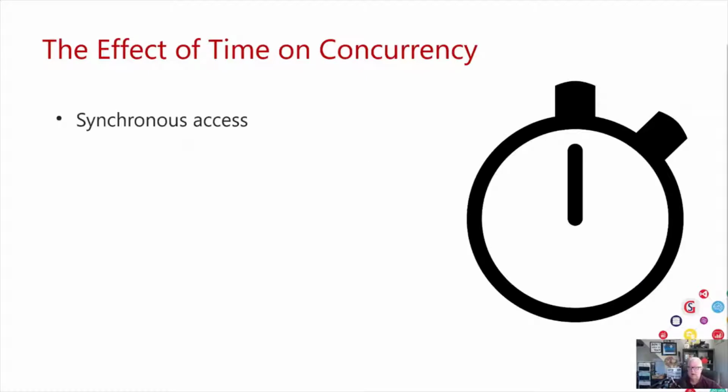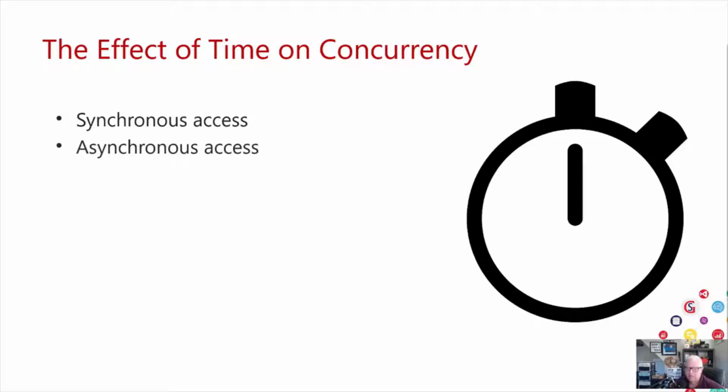We have two kinds of problems that you have to deal with. One is synchronous access. Two people are trying to update the same row. One of them is blocked. One of them has to wait until the other finishes. When the other one finishes, it opens it up and lets them go.